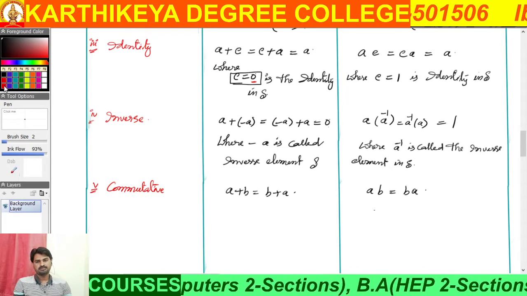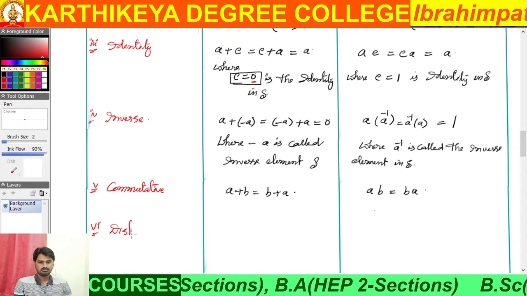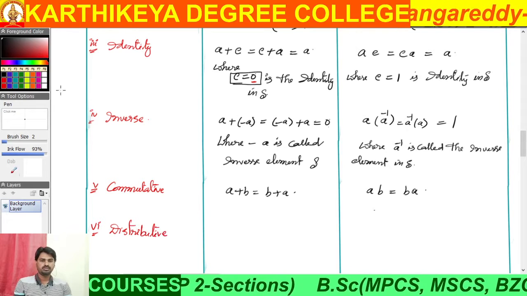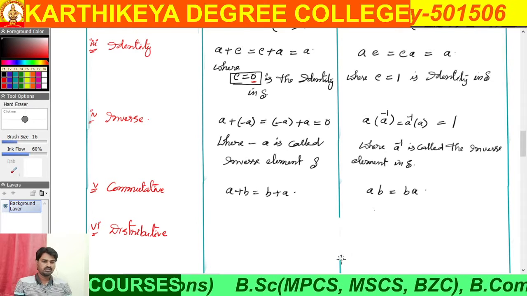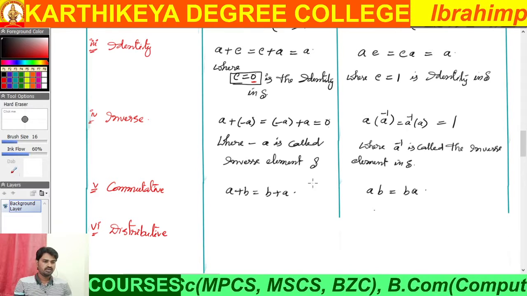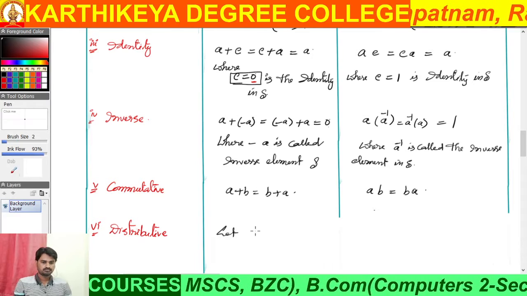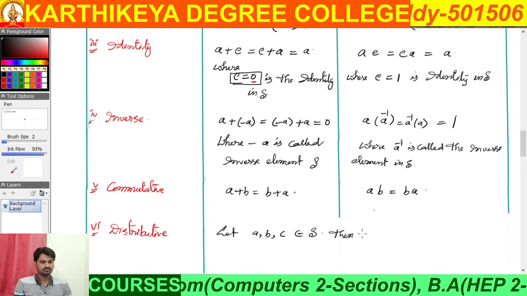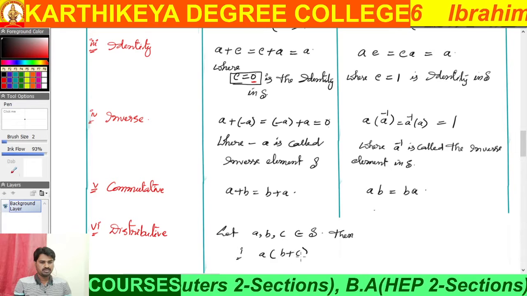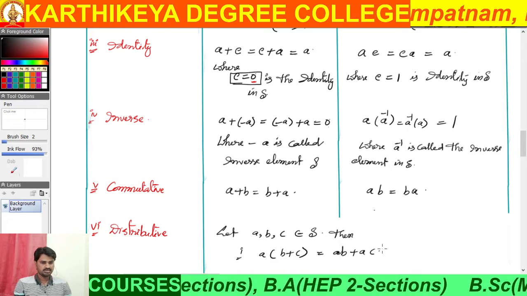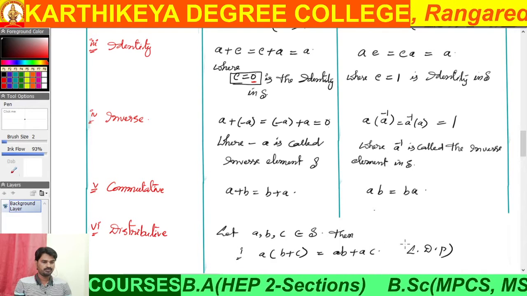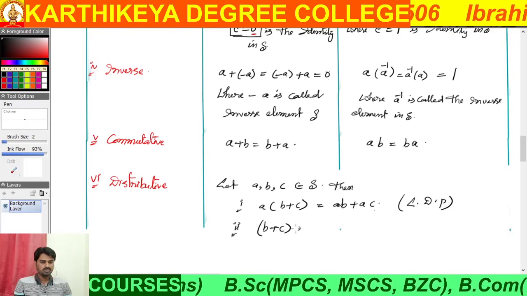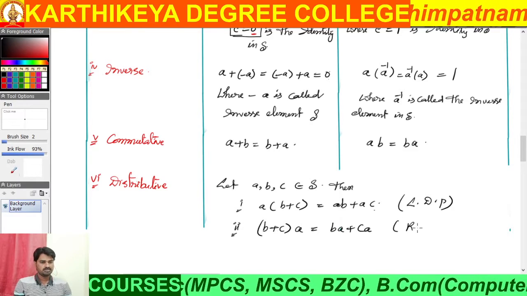Next one, distributive property. The distributive property is the combination of plus and multiplication. So here we take any three elements. Let a, b, c belong to the set S. Then the first one, a into (b plus c) is equal to ab plus ac. This is called the left distributive property or left distributive law. Second one, (b plus c) into a is equal to ba plus ca. This is called the right distributive property.